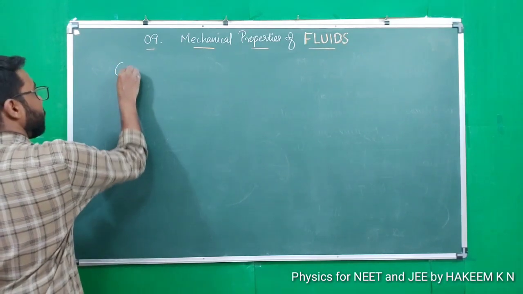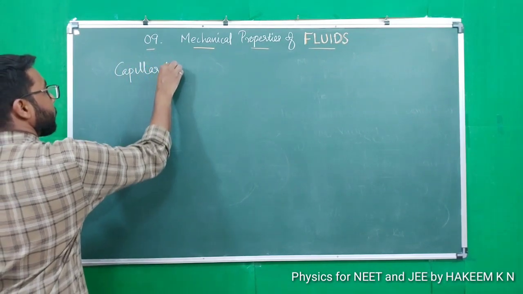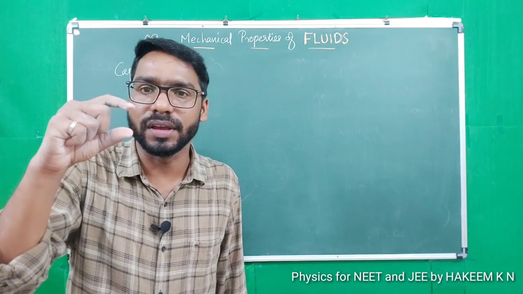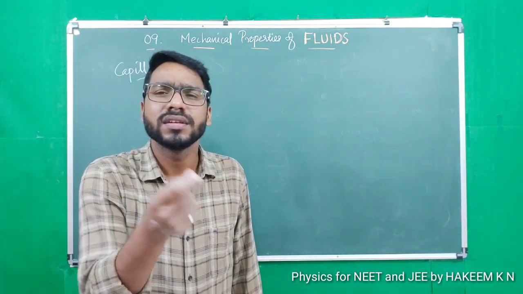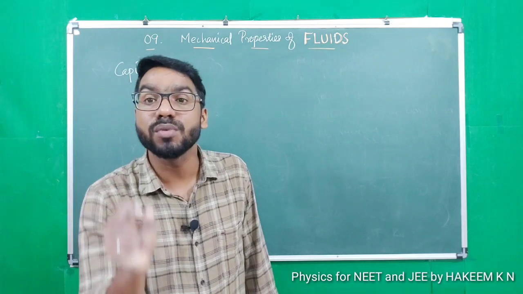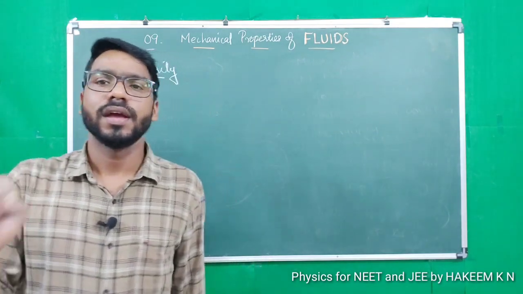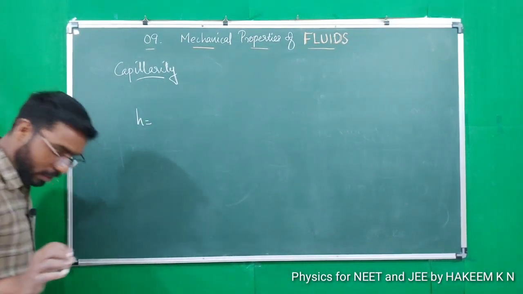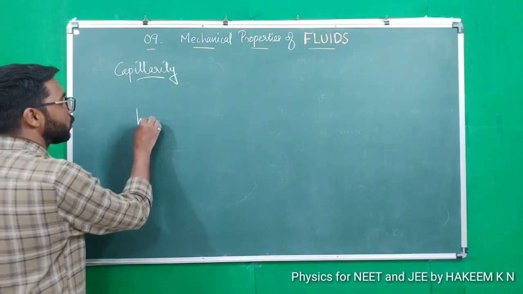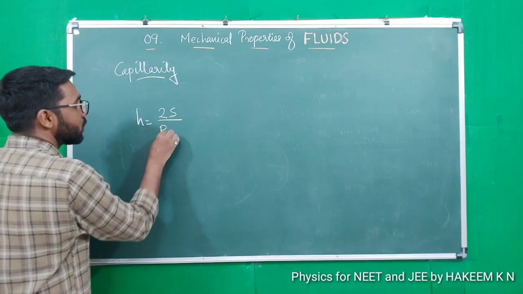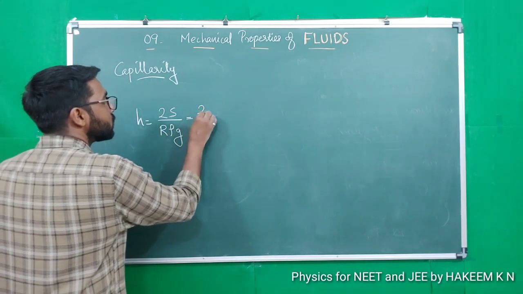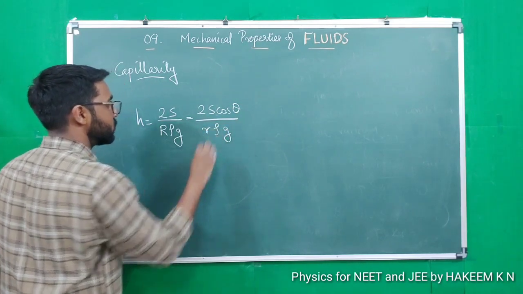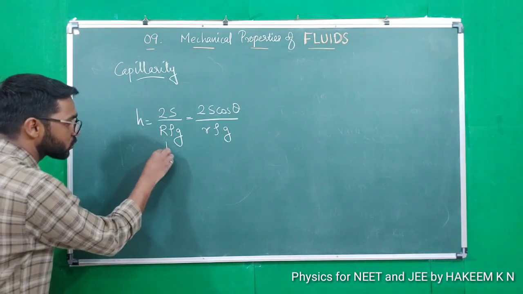Next side heading is capillarity. Capillarity is the change in level of liquid relative to the surroundings in small holes or in narrow tubes. Capillary rise is found using the equation h equal to 2S by capital R rho g, or 2S cos theta by small r rho g.